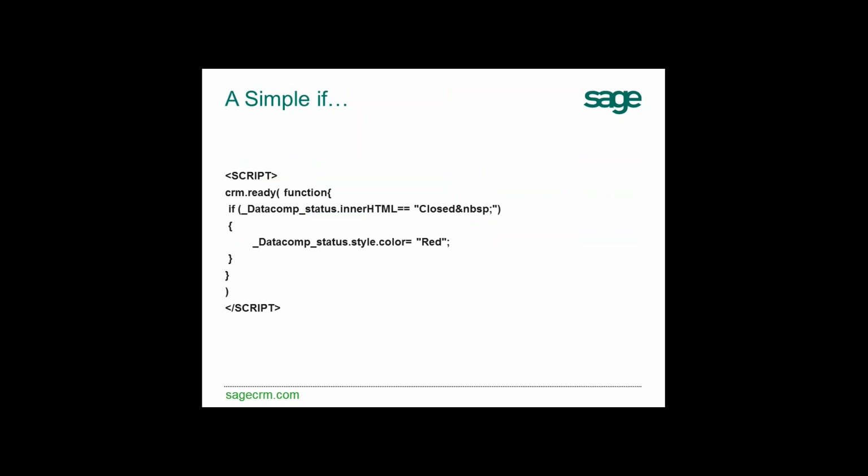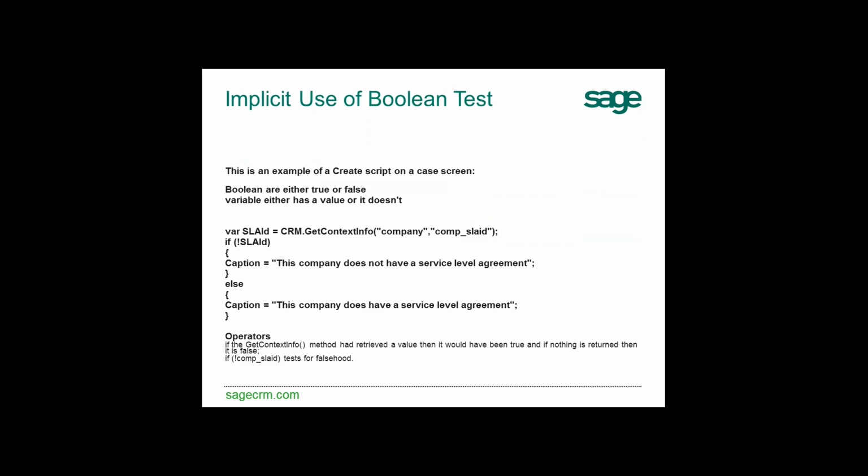Okay, so we know about that, and I've mentioned the implicit use of the Boolean test earlier on. This is just written out in a little bit more plain text, as we can see that we're using a method of the CRM object in order to look into the database to see which context we're in, and it's looking specifically to see whether we've got the company service level agreement ID. If that is null, and you can see that we are trying to declare and assign the SLA ID variable all in a single statement.